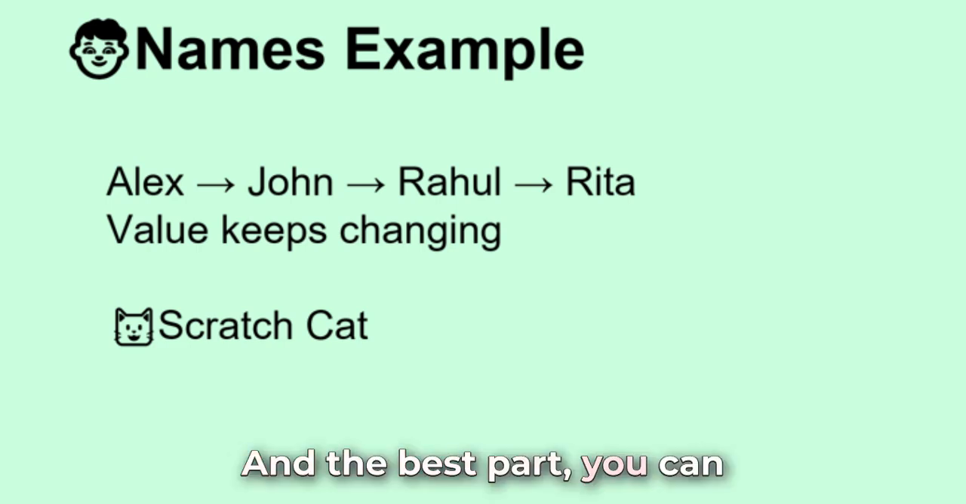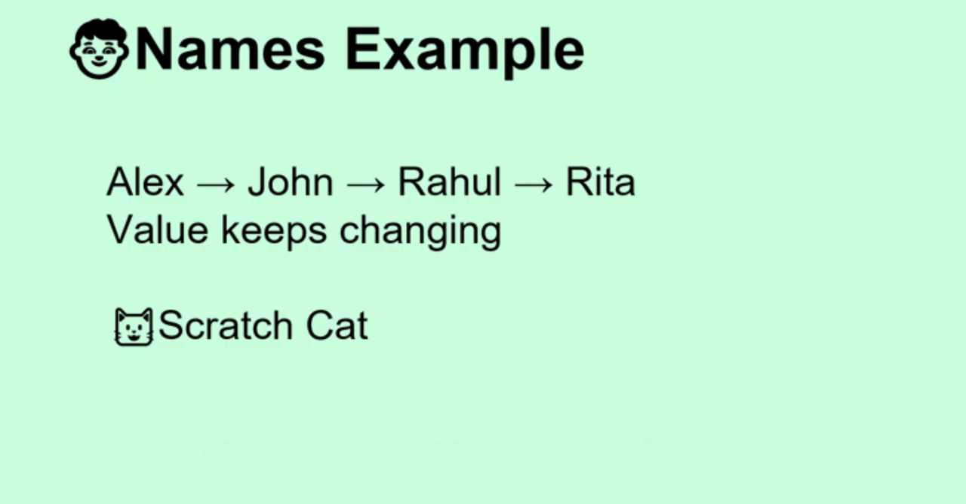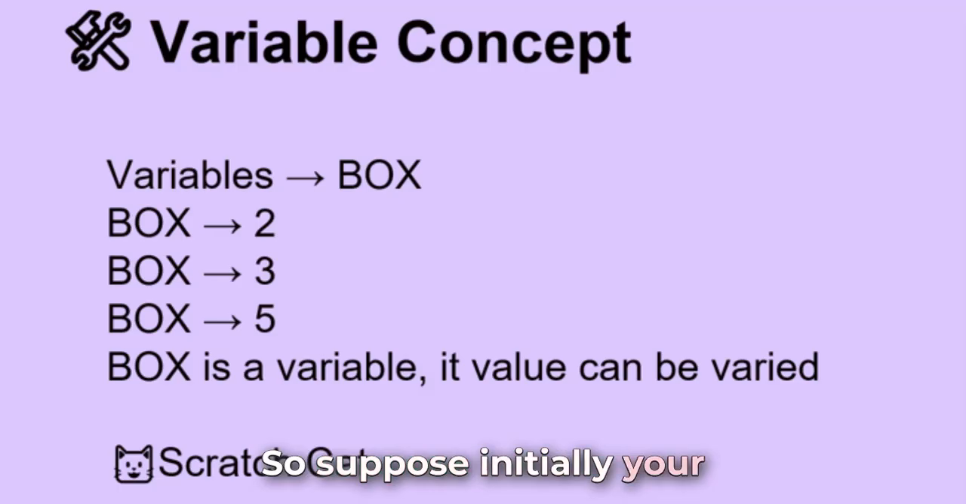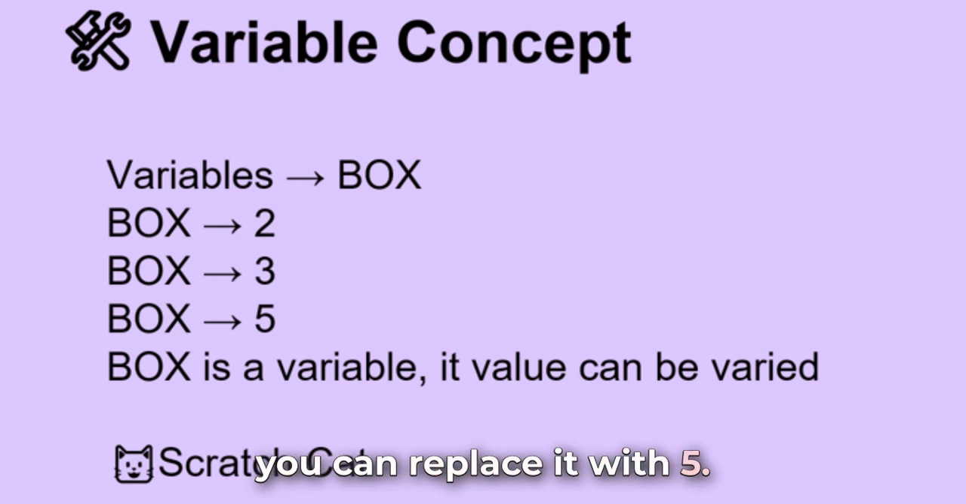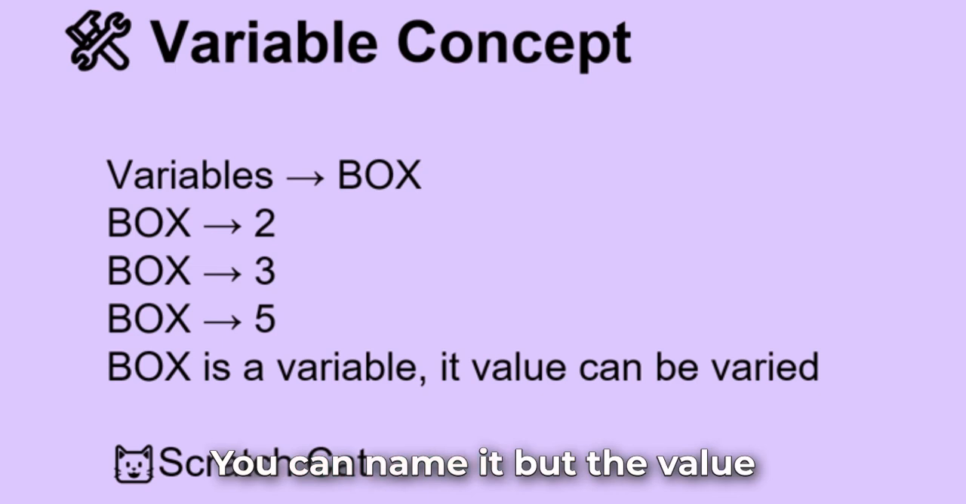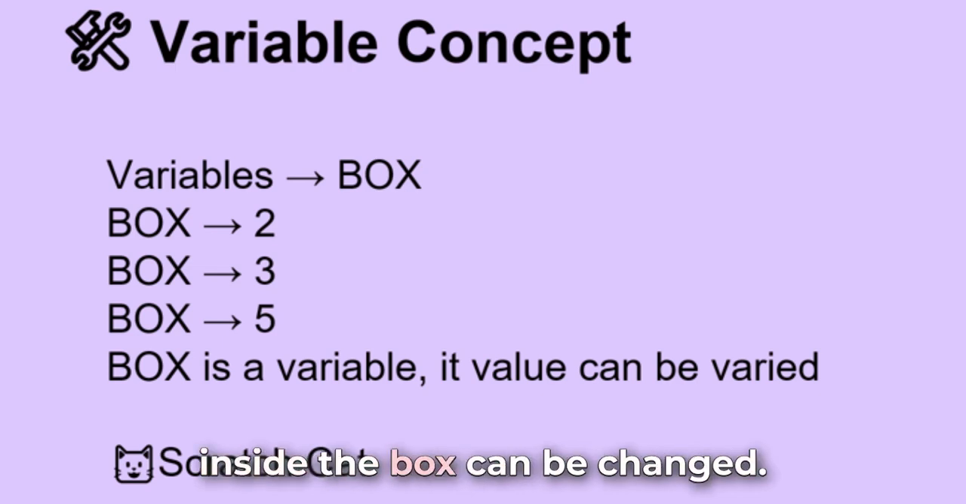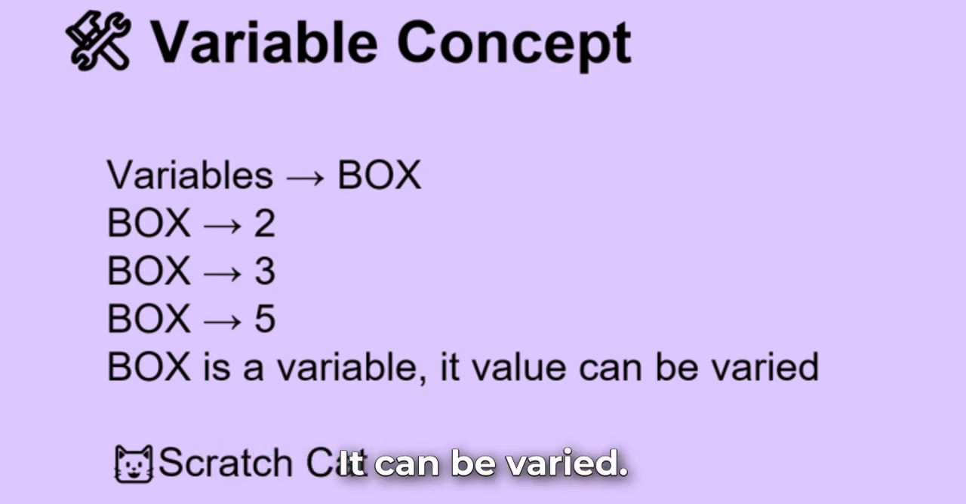And the best part, you can change what's inside. So suppose initially your box holds a value of 2. You can replace it with 3, you can replace it with 5. So the box is the variable, you can name it, but the value inside the box can be changed. It can be varied, that's why it is called a variable.